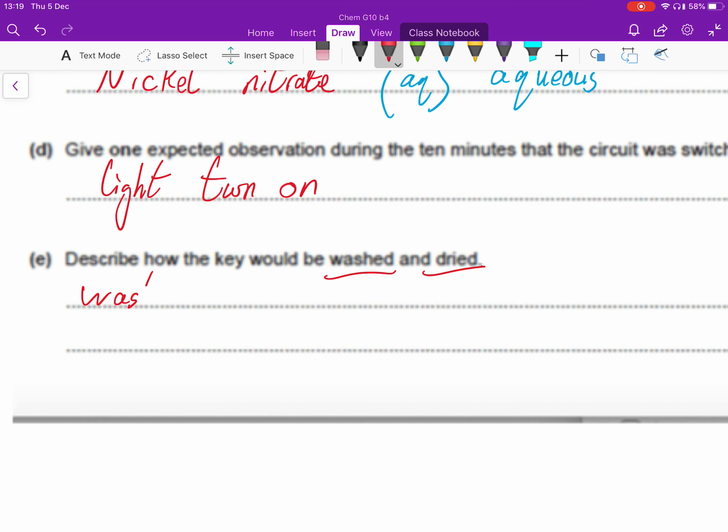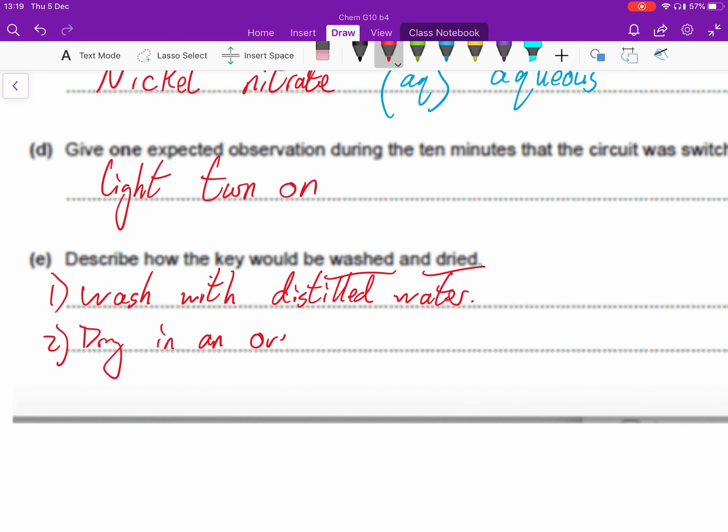Describe how you would wash and dry the key. Well, you wash with distilled water. Distilled water just means pure water, and we dry in an oven.